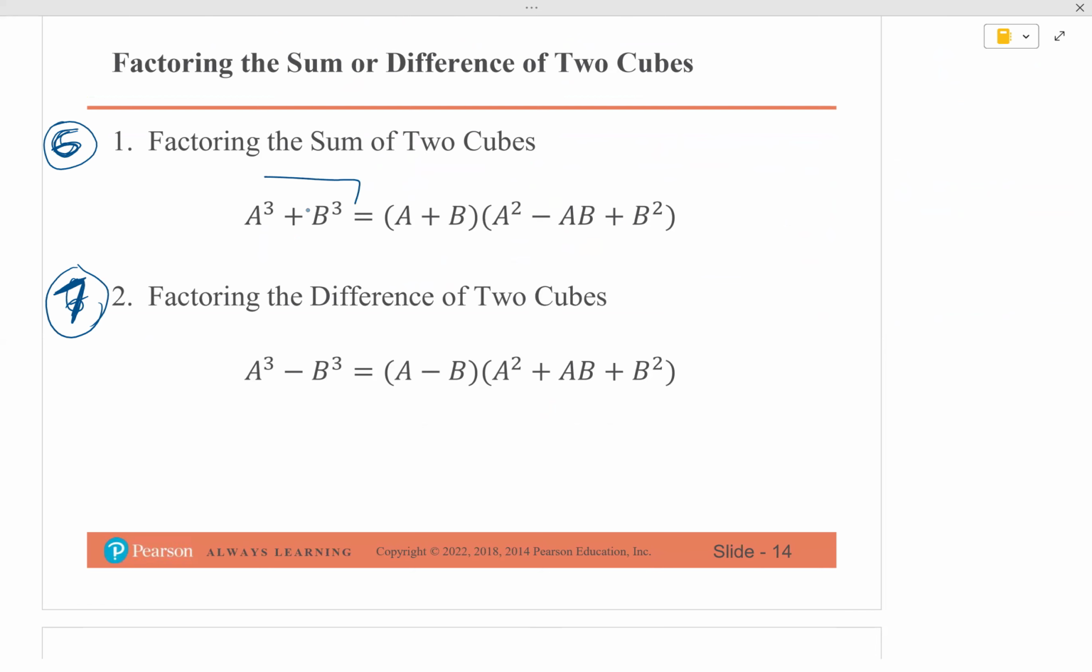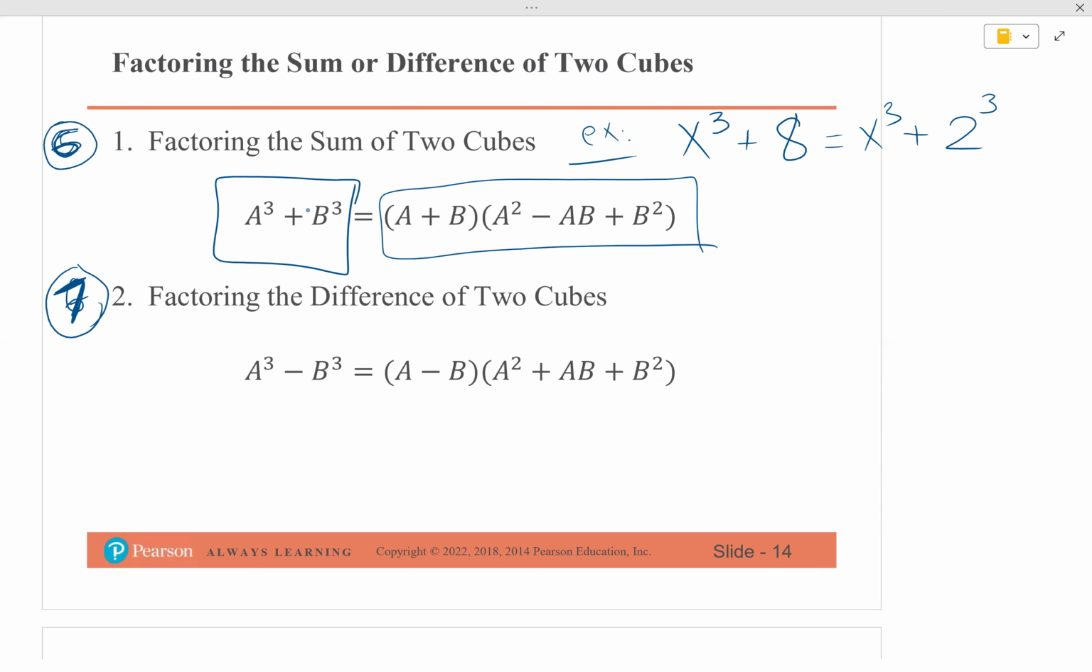So you're starting out with something that looks like this. I guess an example would be like, let's see, x to the 3rd plus 8. Because those are both things to the 3rd power. X to the 3rd is obviously something to the 3rd power. But 8 is 2 to the 3rd power, 2 times 2 times 2. So it factors into, it's like a kind of complicated formula. It almost looks like the difference of squares, but it's way more complicated.